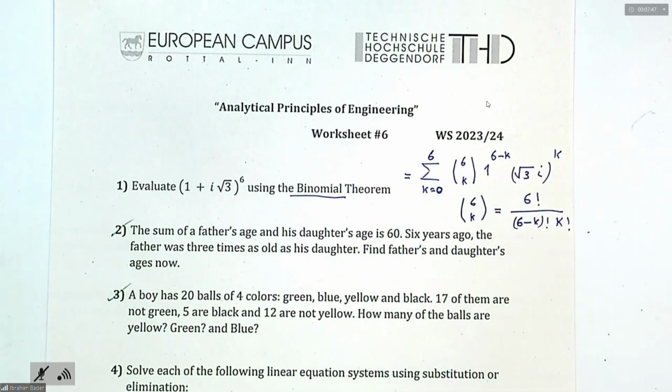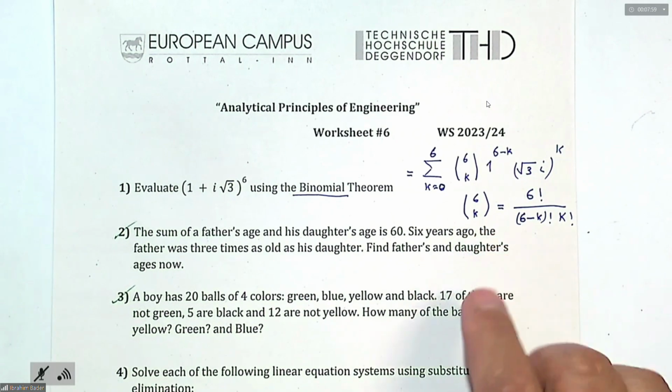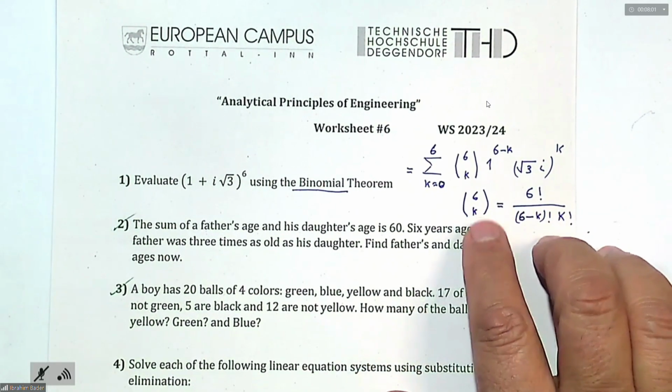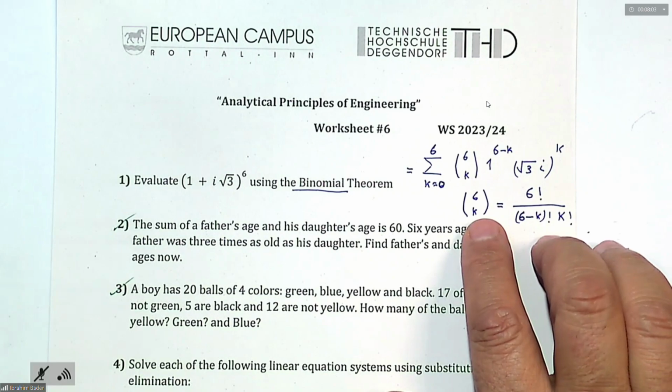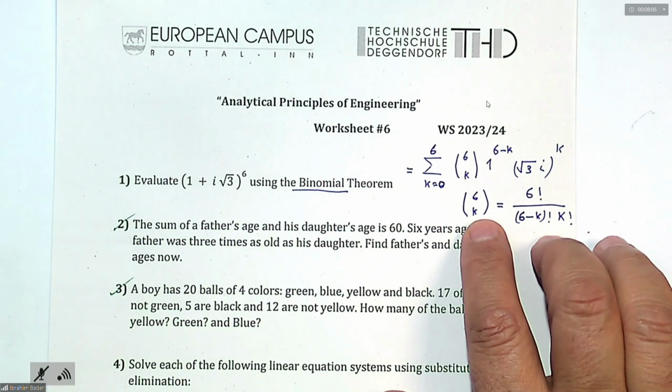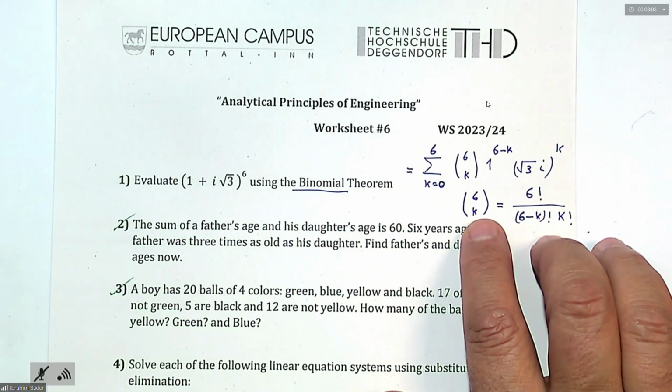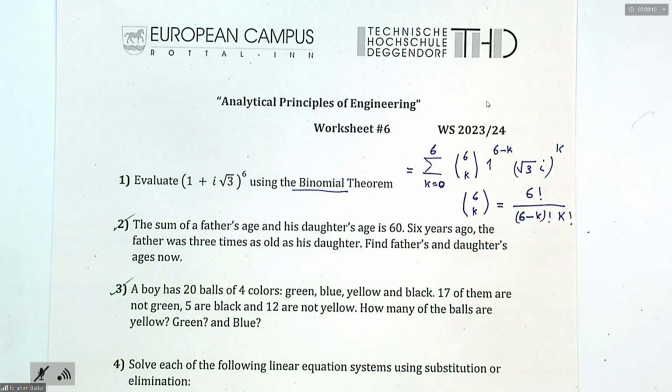And this is how we evaluate binomials, meaning a polynomial with two terms to any power n. I hope this is clear. What is the factorial? So we talked about this combination: how many possibilities there are to choose k elements out of 6 elements.